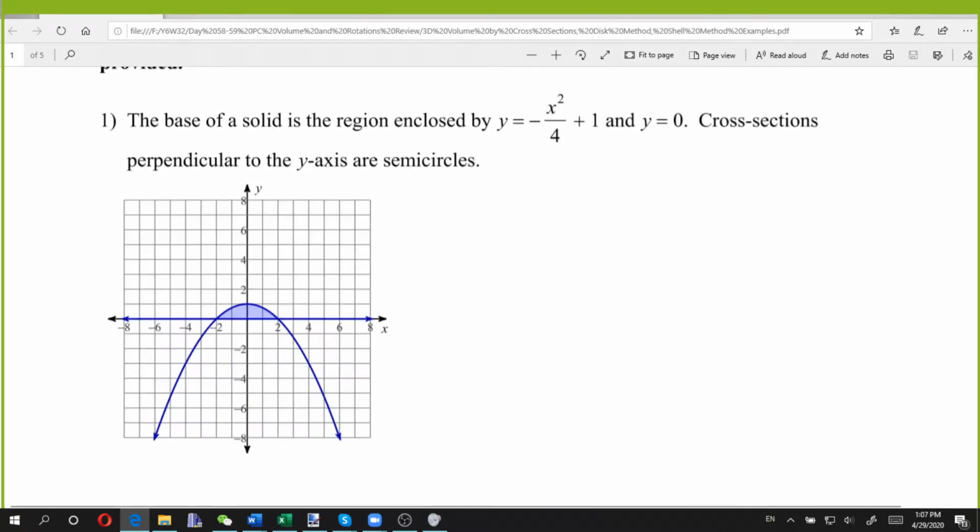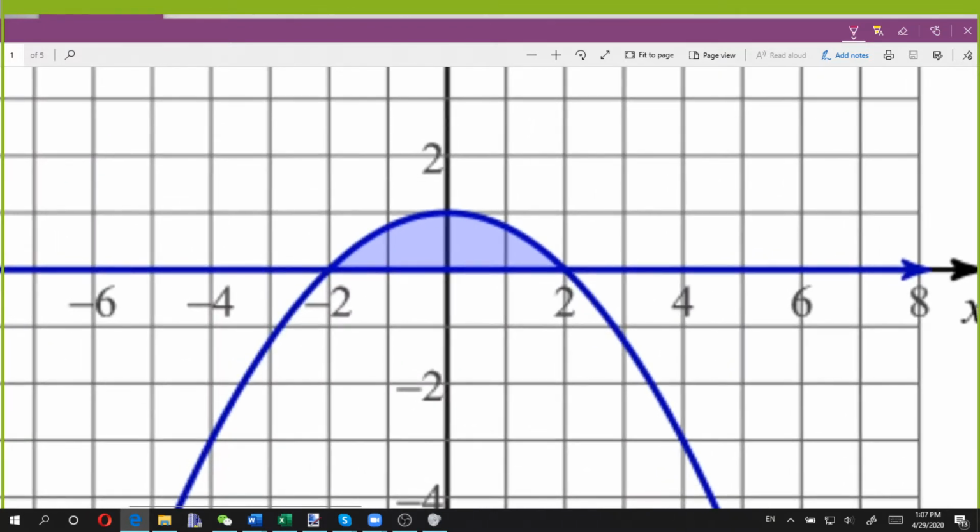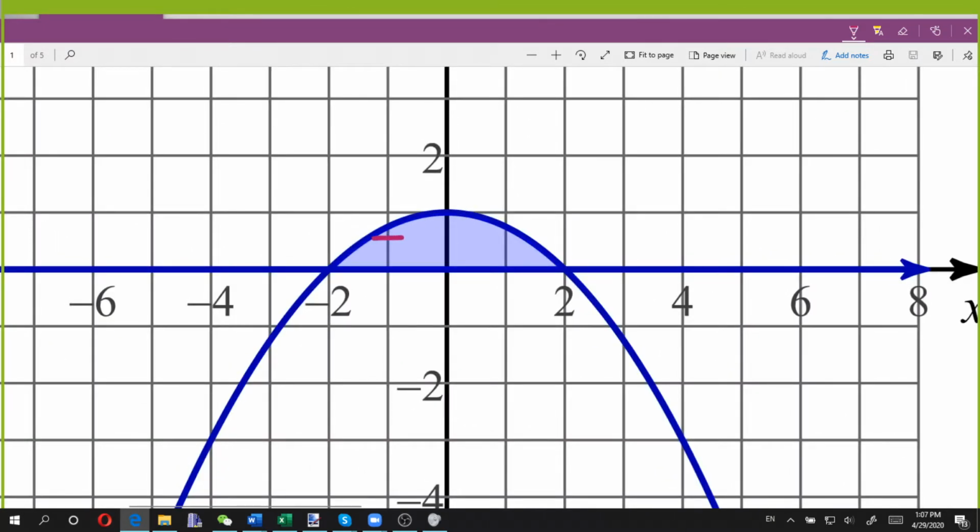Okay, so starting off with our cross sections. Told that the base of this solid is enclosed by these two functions, so y equals 0 and y equals negative x squared over 4, and that cross sections perpendicular to the y-axis are semicircles. Okay, so I am perpendicular to the y-axis. So if I'm perpendicular to the y-axis, I have to form a 90-degree angle with that y-axis, which would look like this. And those cross sections are semicircles, so popping out of the page would look like this. So mini half circles.